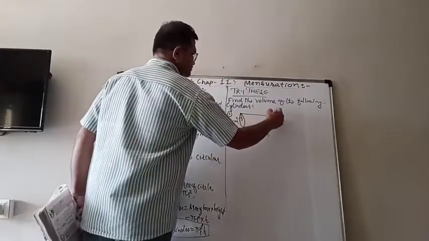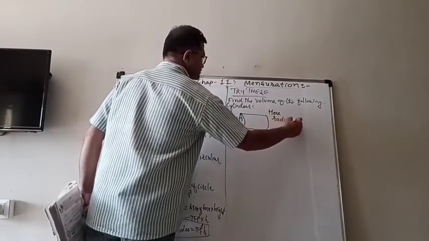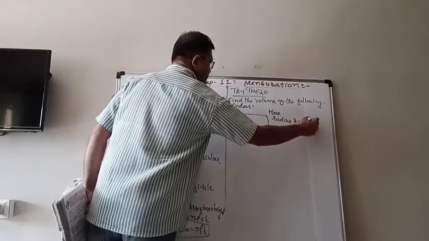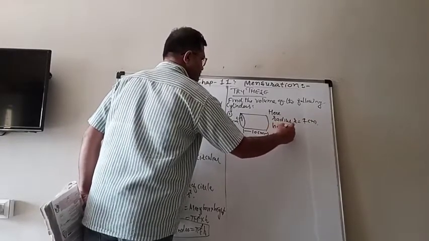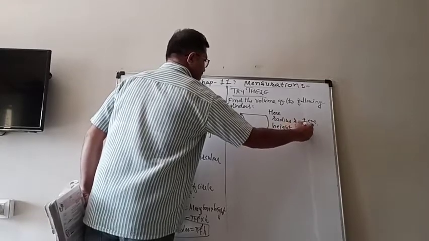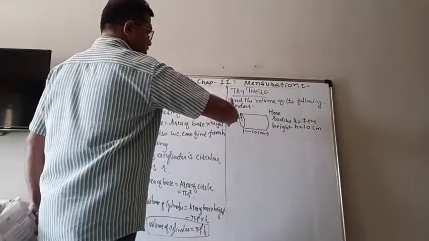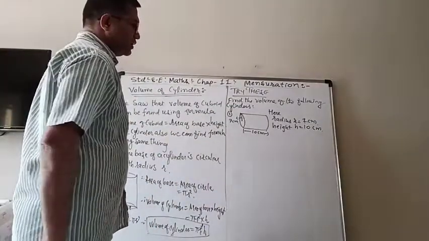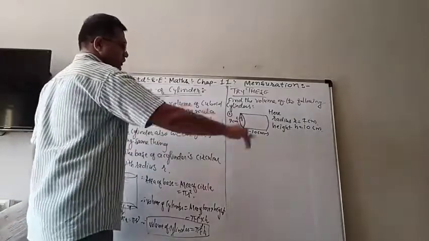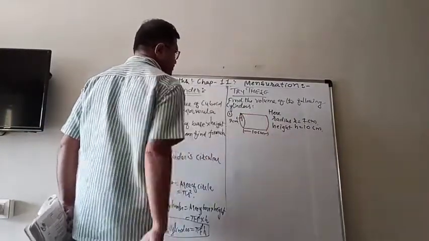So here radius r is 7 centimeter and height h is 10 centimeter. Here the cylinder is lying horizontally, therefore the length is taken as height.